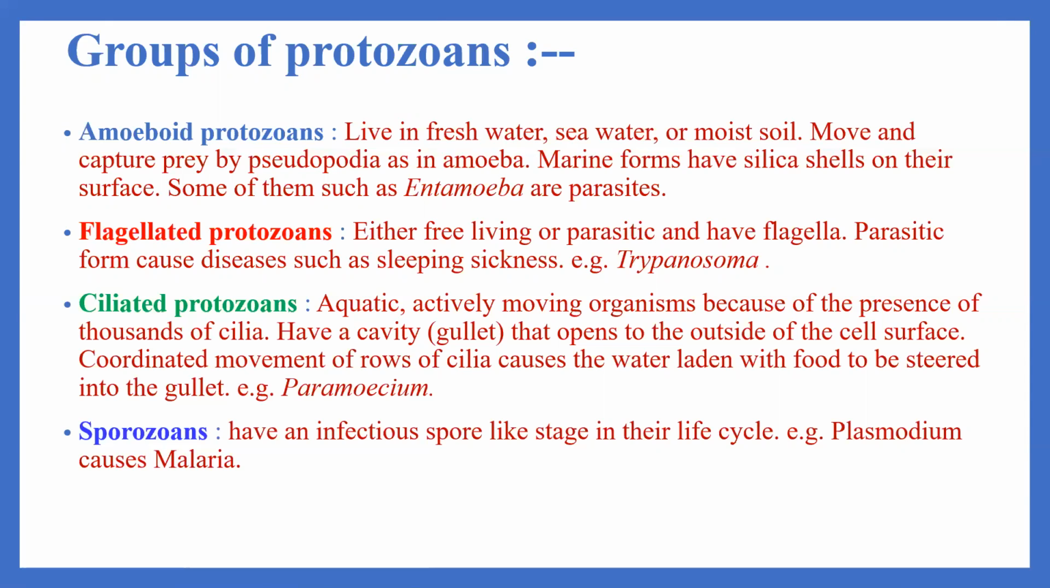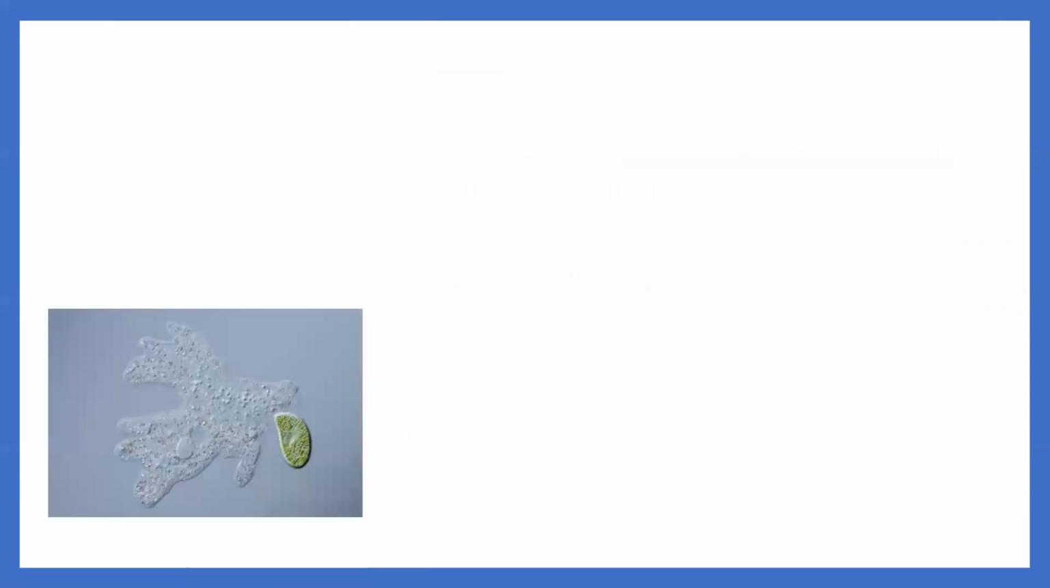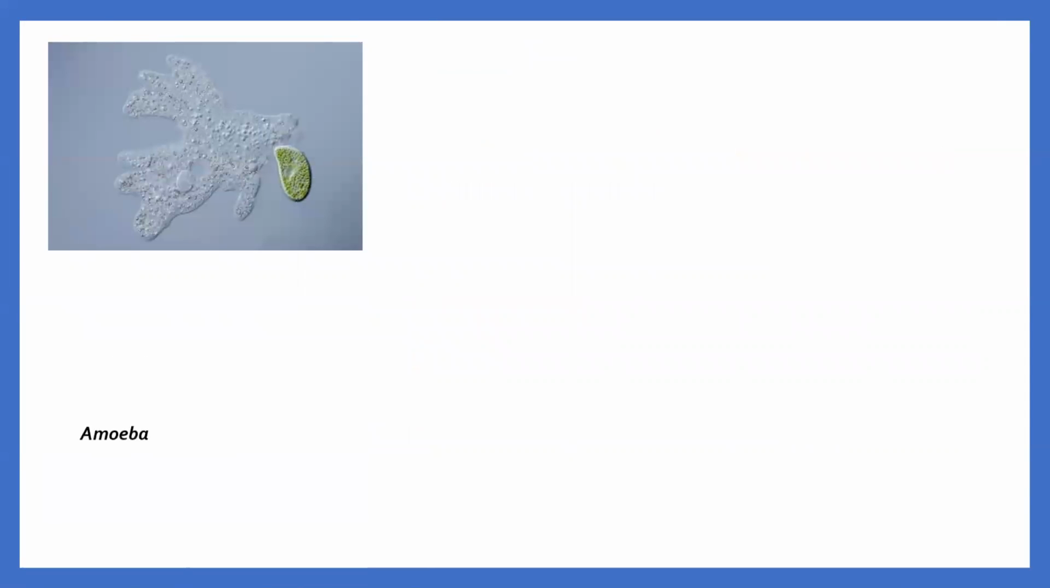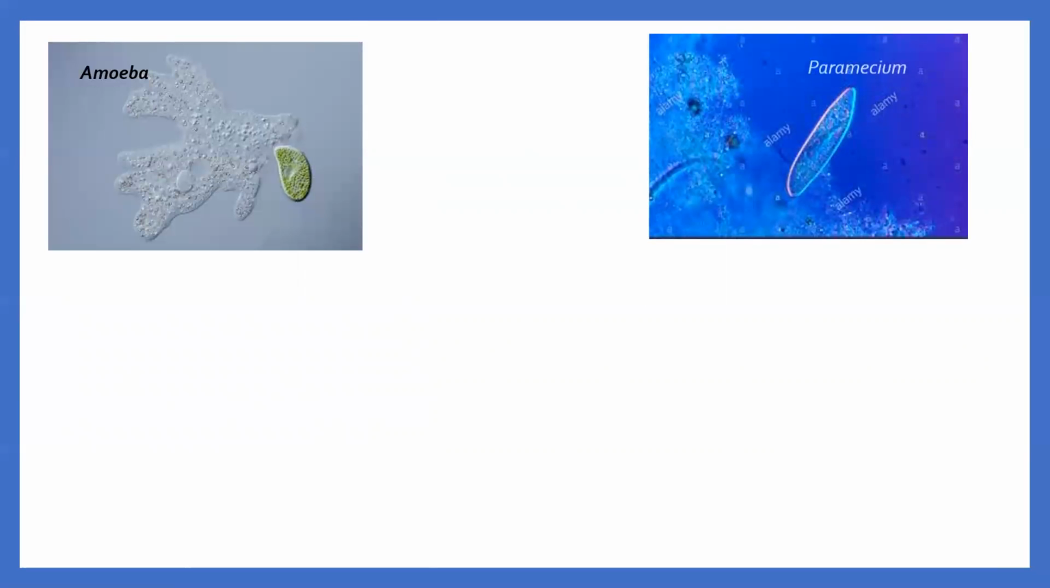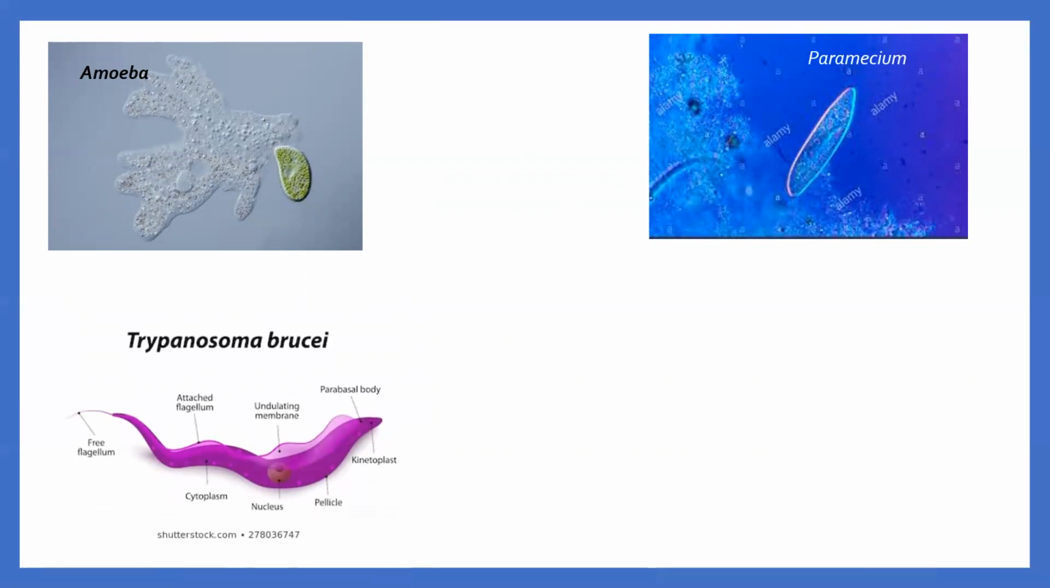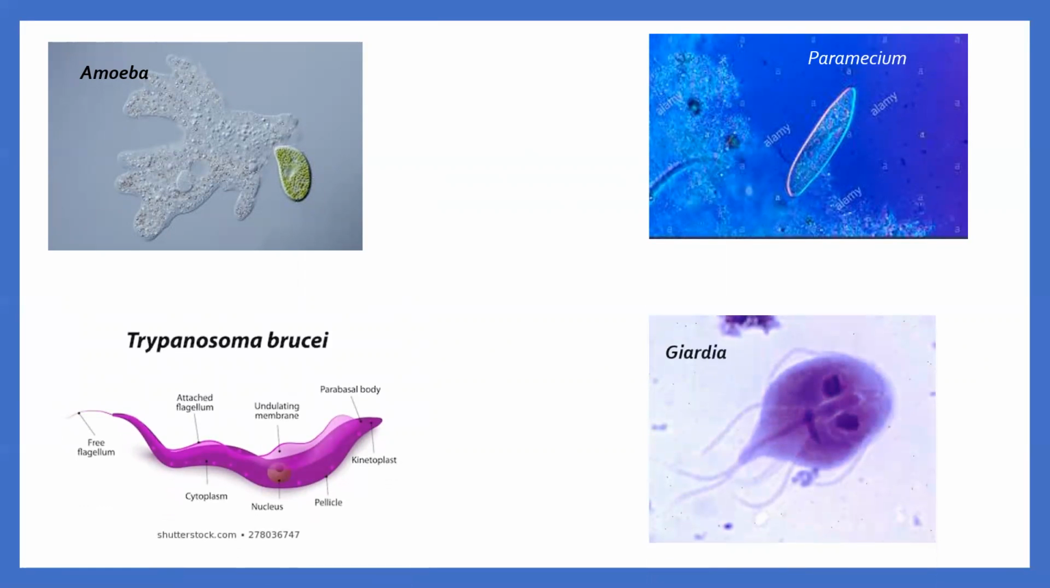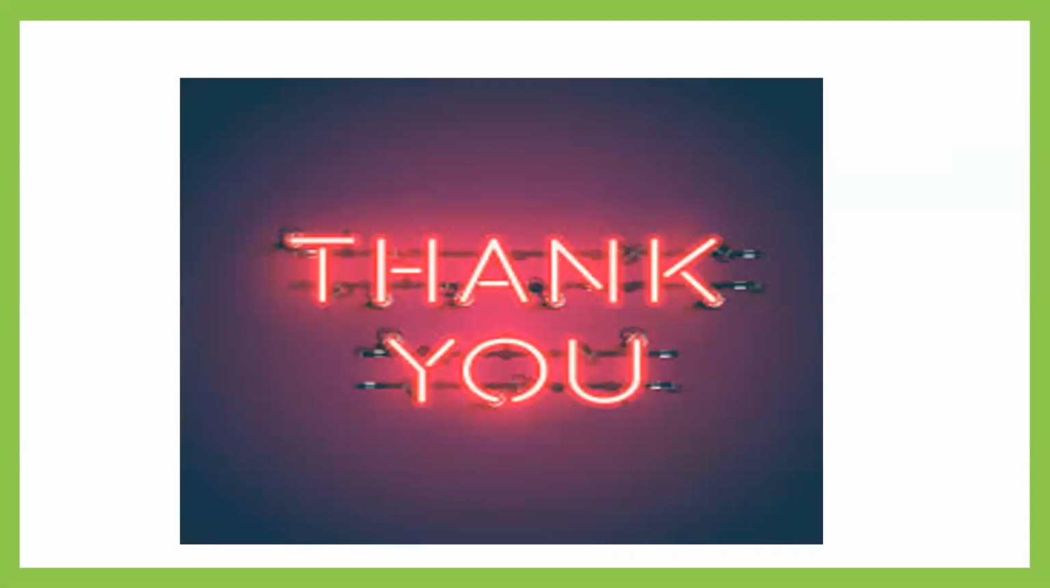Sporozoans have an infectious spore-like stage in their life cycle, that is Plasmodium, which causes malaria. So here we can see the amoeba. This is a Paramecium. This is Trypanosoma, and this is Giardia. So this is all about our discussion on eukaryotes.